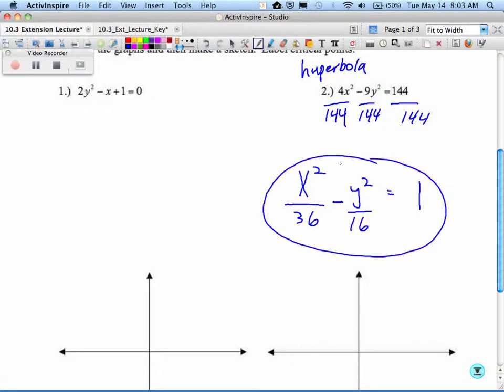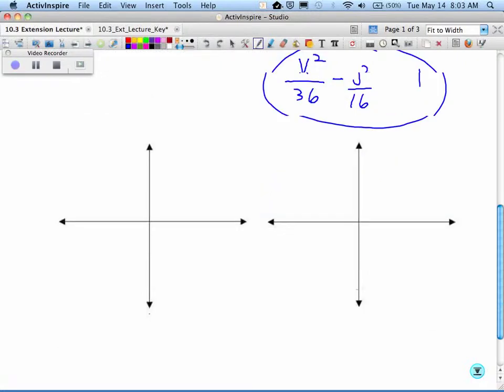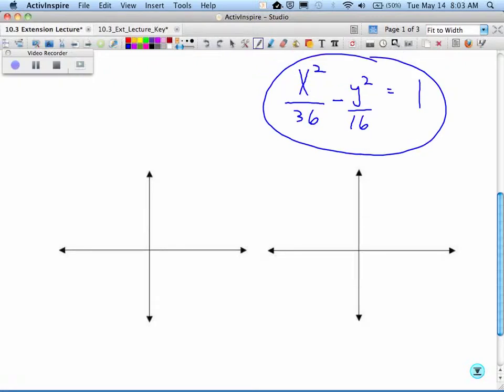Okay, so that's our standard form. When you go to look for the center, we're not adding or subtracting anything with the y squared or x squared. So we have a 0, 0 center.